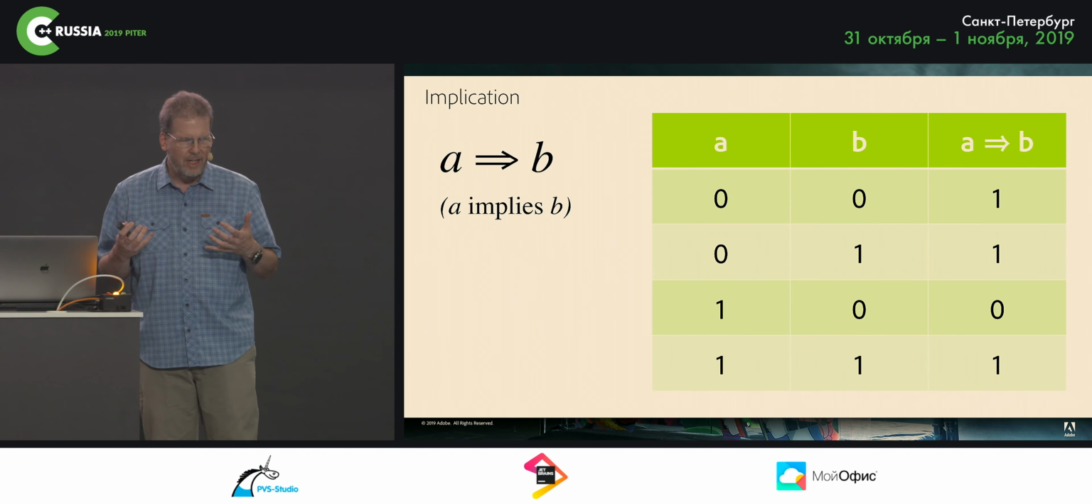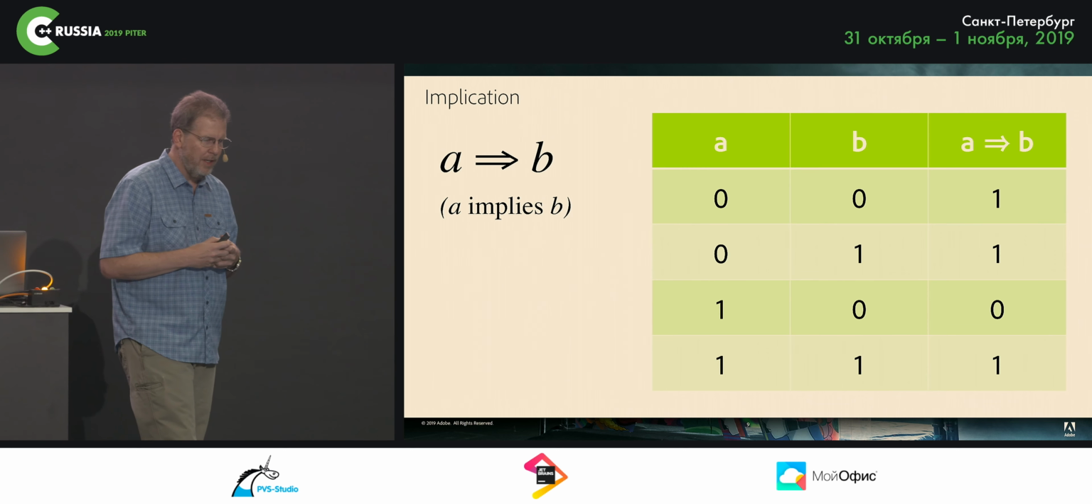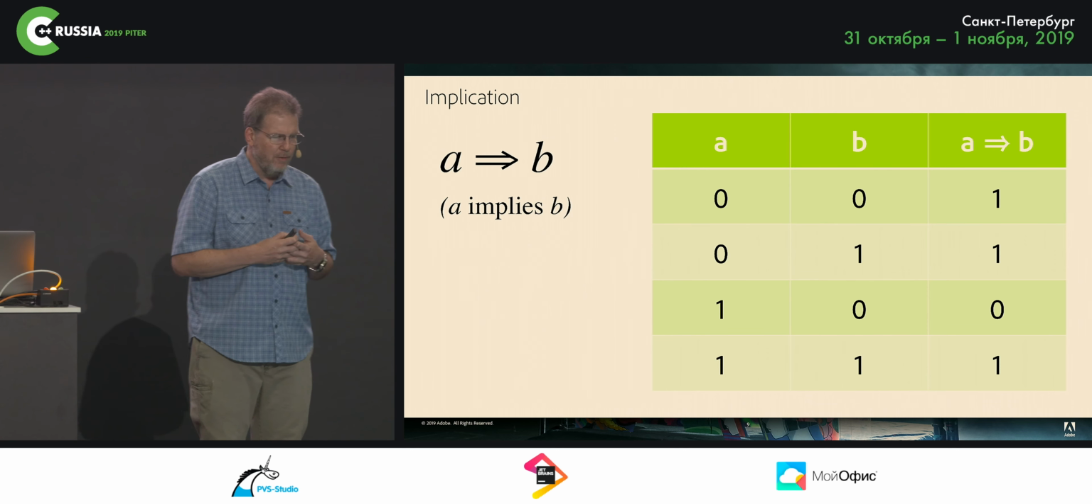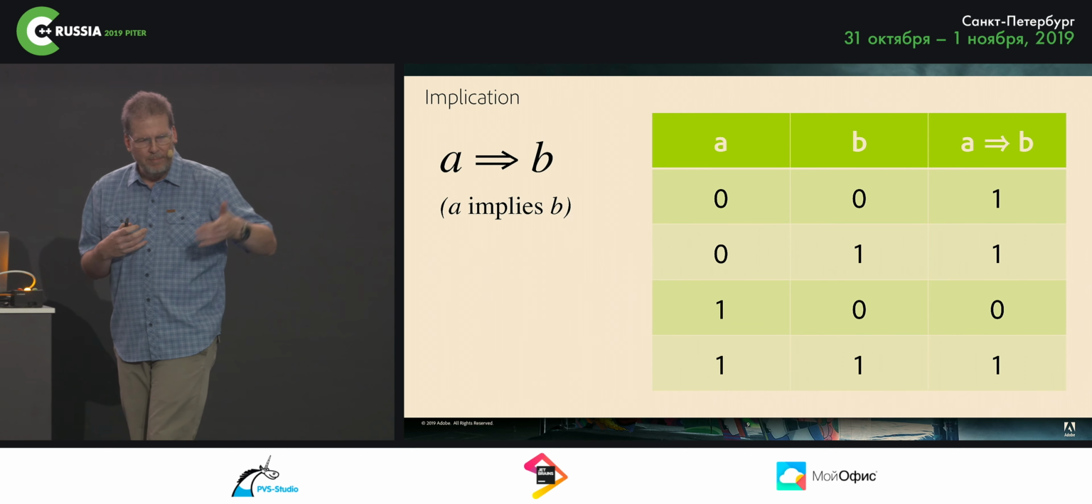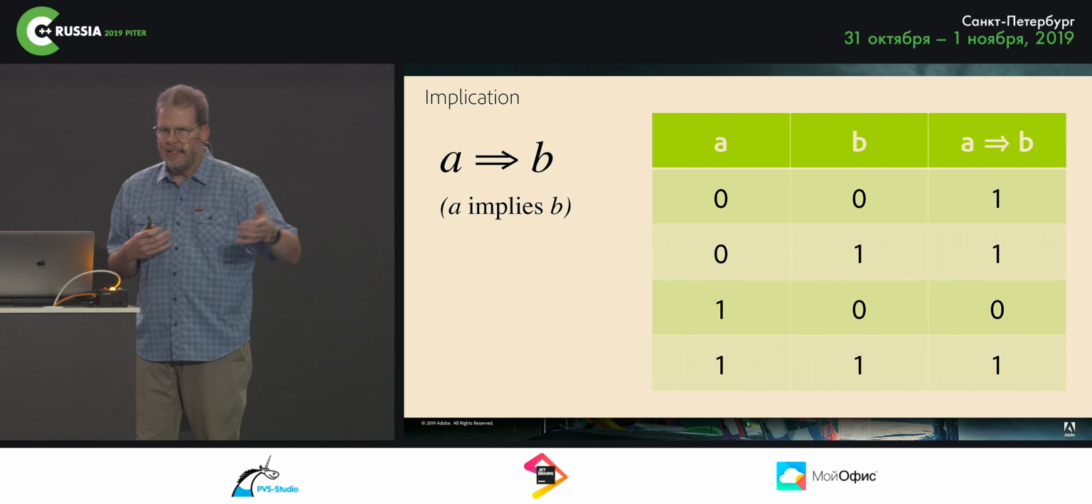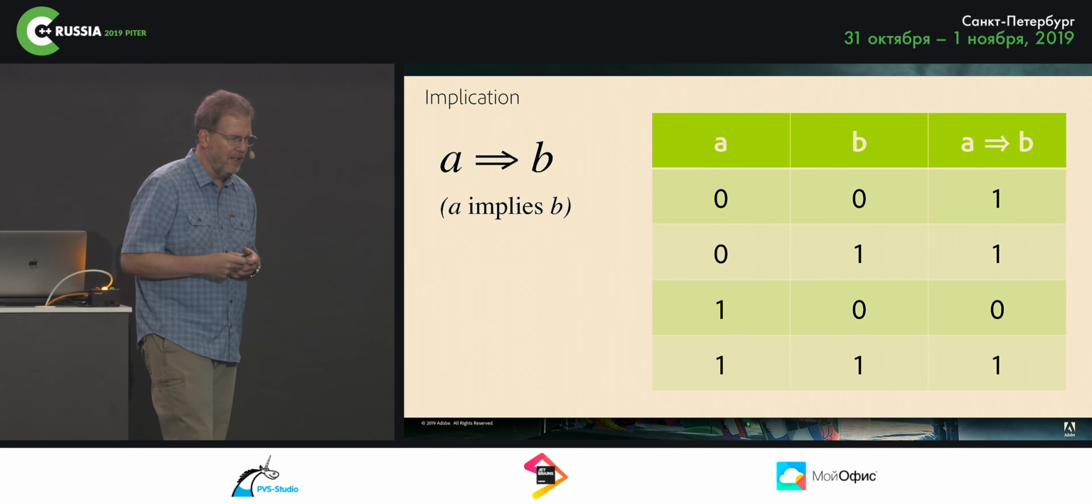This is the truth table for implication. Right? It's relatively simple. If we have A is true, then B must also be true, otherwise it resolves to false. If A is not true, it doesn't say anything about the value of B.